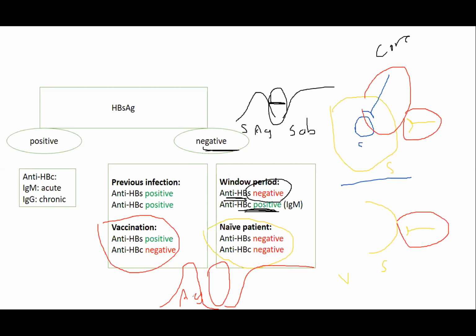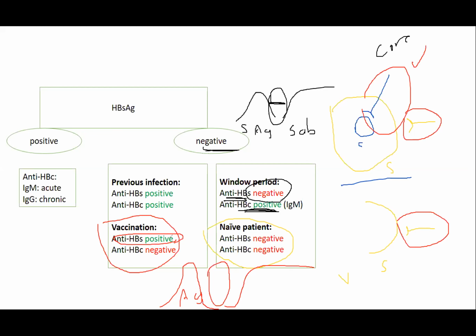And the only thing that will be positive is the anti-core. The anti-core will be positive for life. Once the patient is exposed to the virus, he will have anti-core for life. But if he is vaccinated, we do not give him the core, right? We only give him part of the surface. So the only thing that he will have is the anti-surface. Do you remember this? Did you see the difference? They are the total opposite.